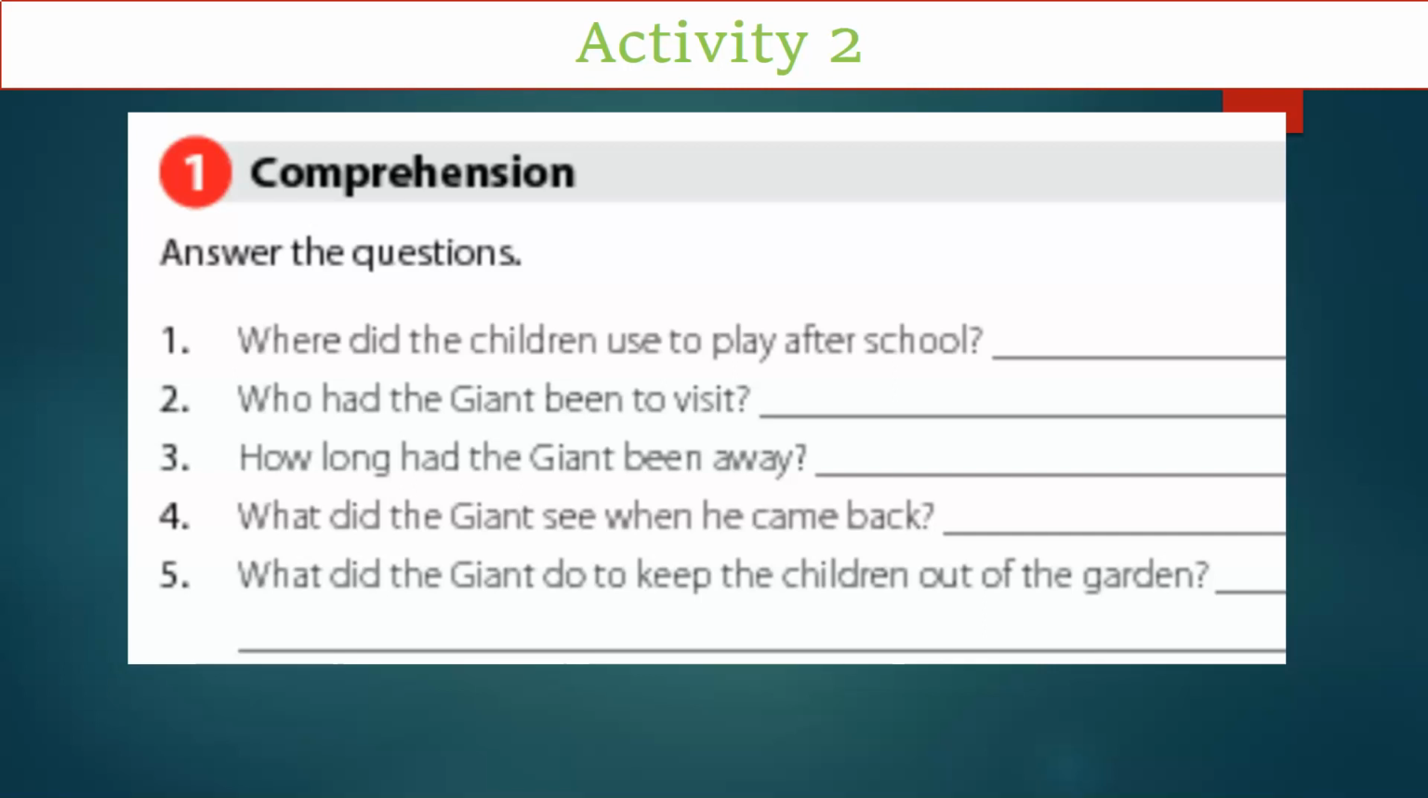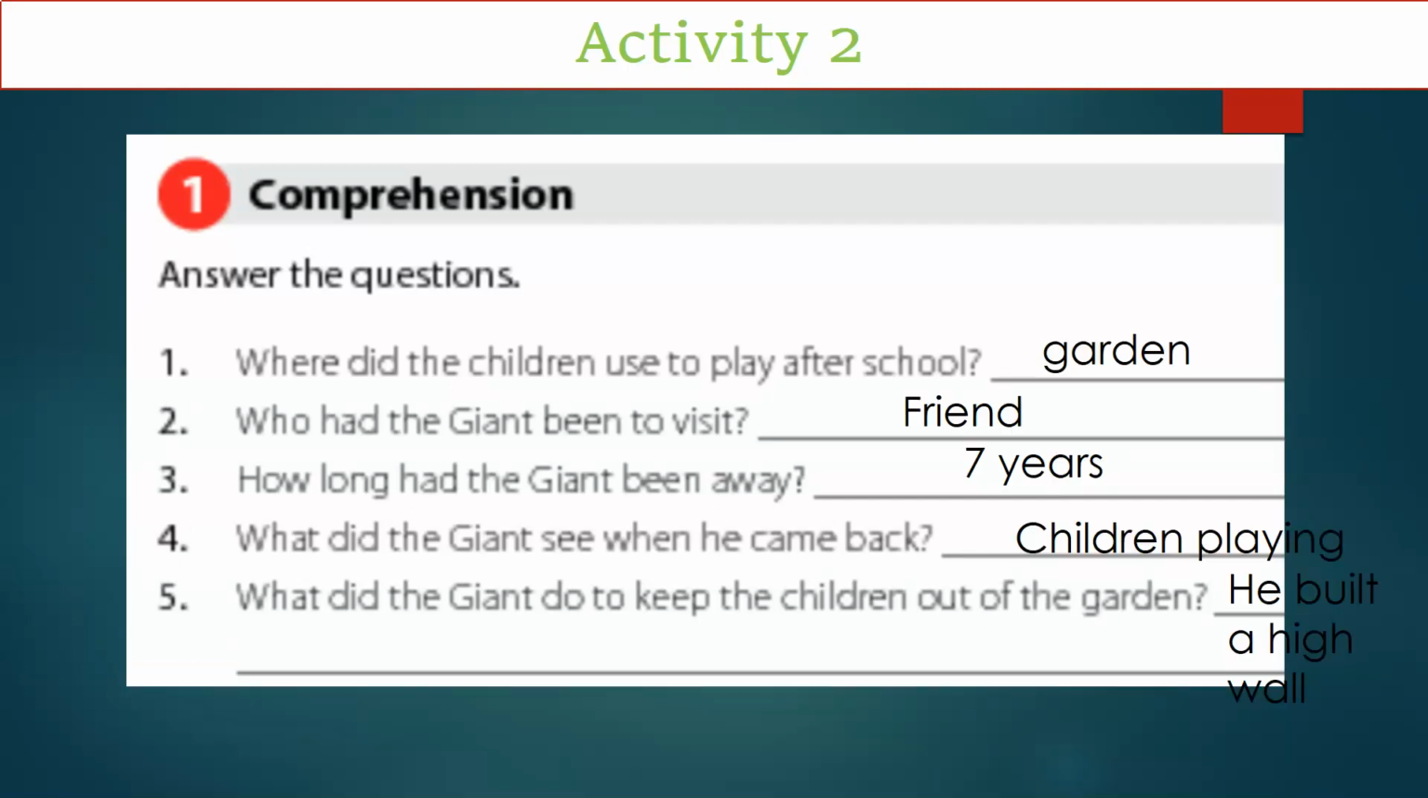All right, time is up. Let's reveal the answers. Okay, so the children used to play after school in the garden. Number 2, the giant visited his friend. 3, the giant stayed for 7 years with his friend. Number 4, he saw children playing in his garden.